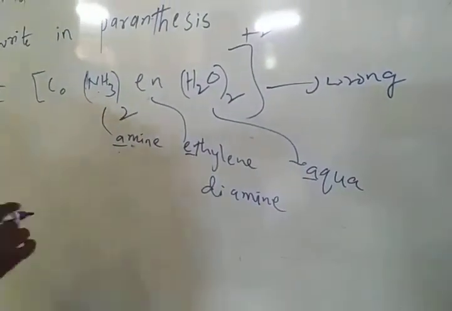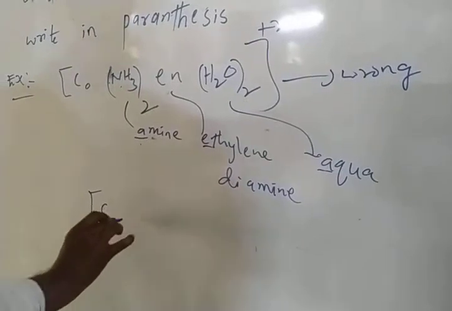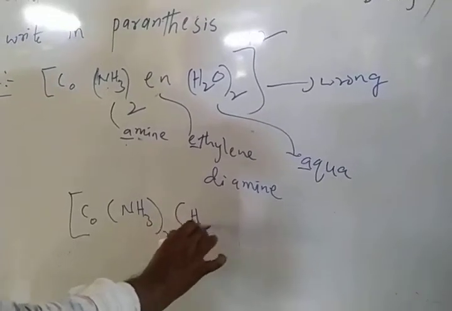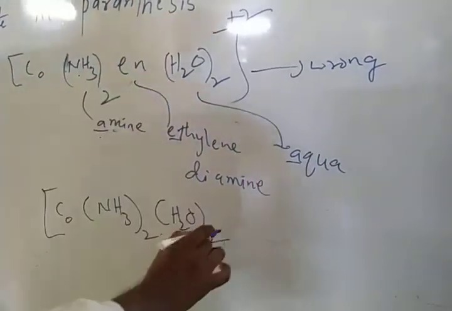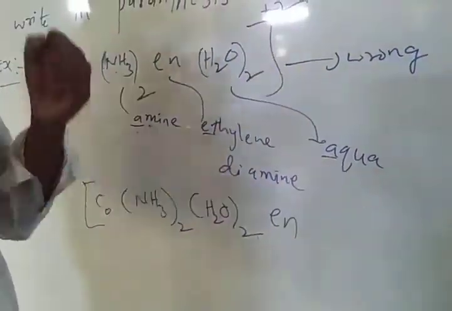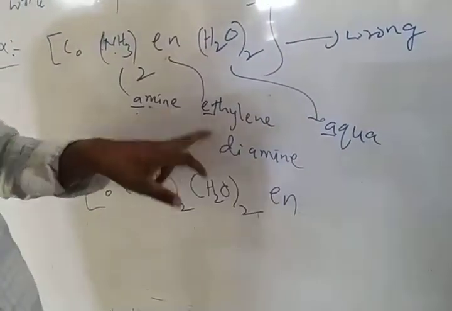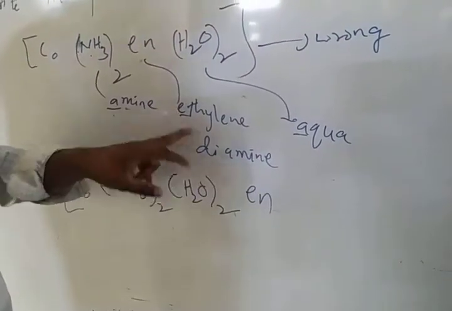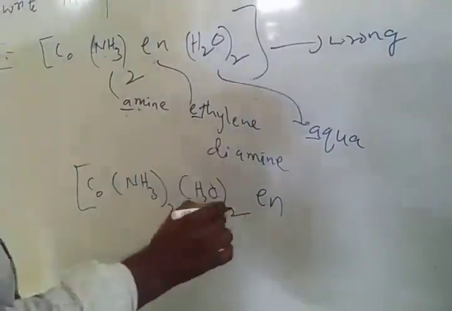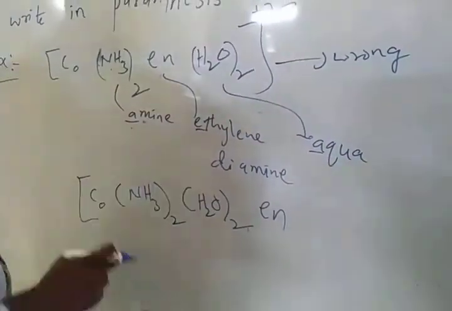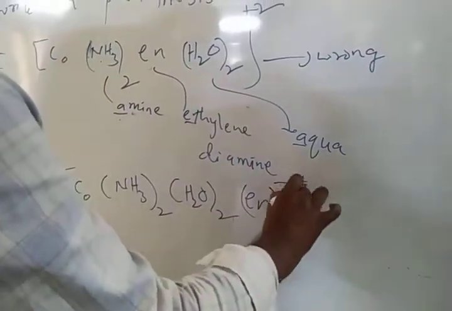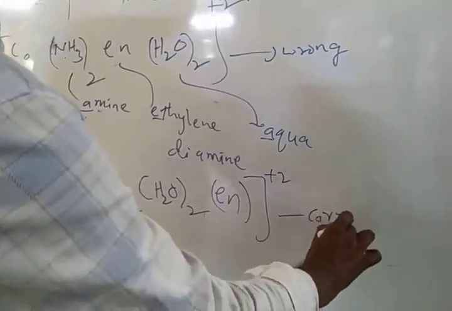So the correct representation is cobalt, amine, aqua, and En. This is an abbreviated ligand. Abbreviated ligand means we take its abbreviation from the full form. Ethylene diamine is the real name, but we take En only because it is not possible to write the complete name here. So En, the abbreviated ligands and polyatomic ligands are kept in the bracket. Then after that, plus 2. So this is correct.